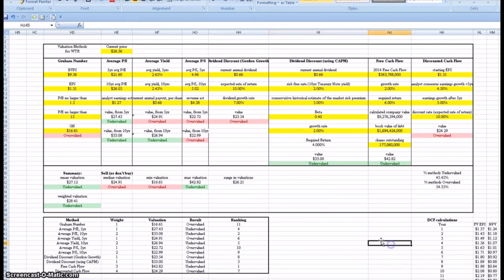Okay, so that's all I got. I just wanted to discuss the additional valuation methods that I added to the spreadsheet.